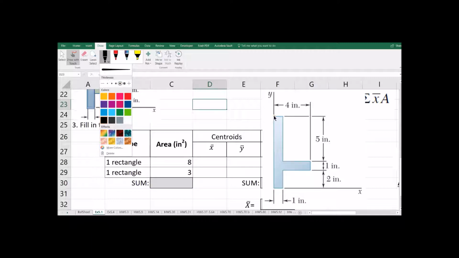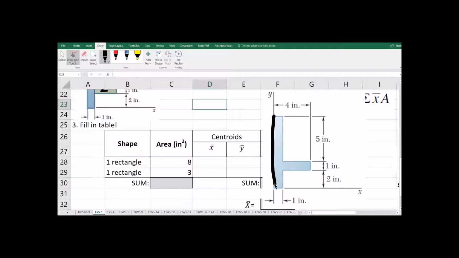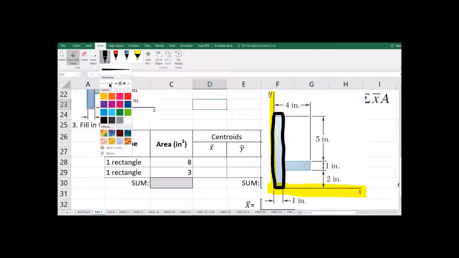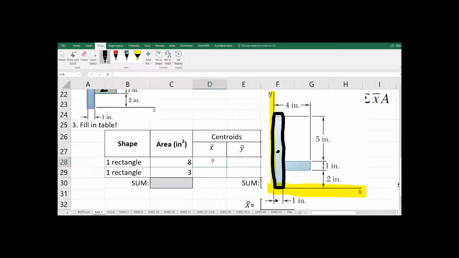Here we go. So we're going to concentrate on this first rectangle over here. And we're measuring everything with respect to this XY coordinate system. So we want to find the XY position of the center of this rectangle. Now it's just a rectangle, so the center of it is in the middle of it. The width is 1 inch, so we're going to be going over half an inch. So here's the center in the X direction, 0.5 inches.